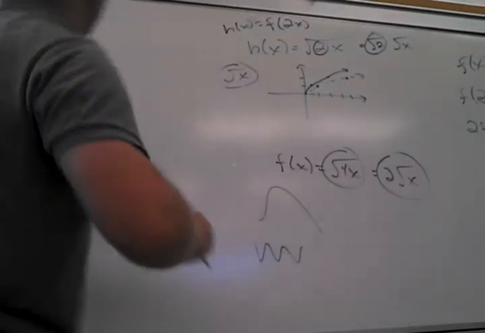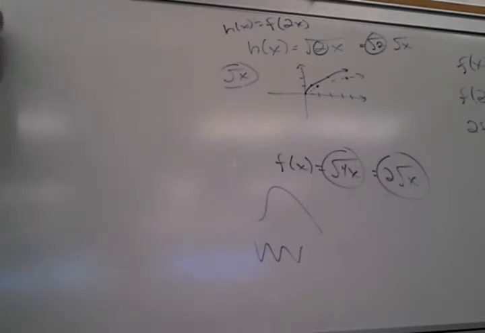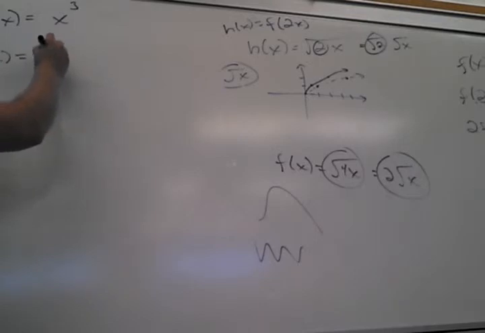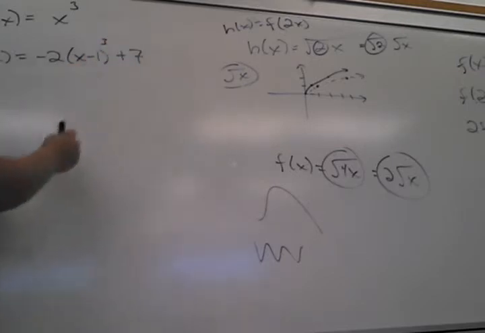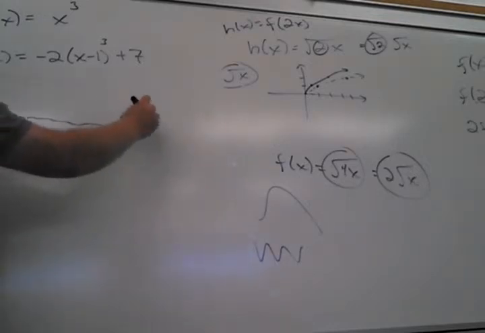So if I have f of x equals x cubed, and I have g of x equals -2 times (x minus 1) cubed plus 7, how can I write g of x as something to do with f of x?